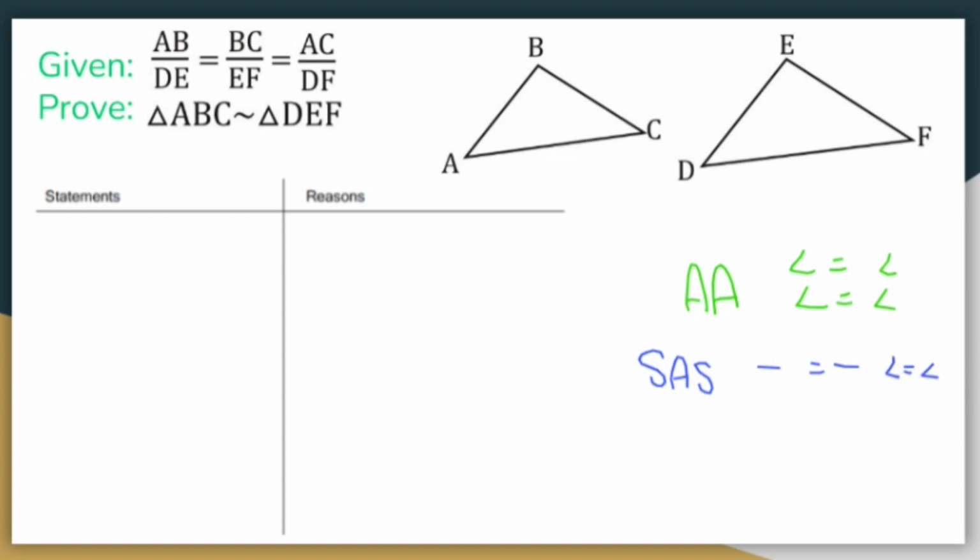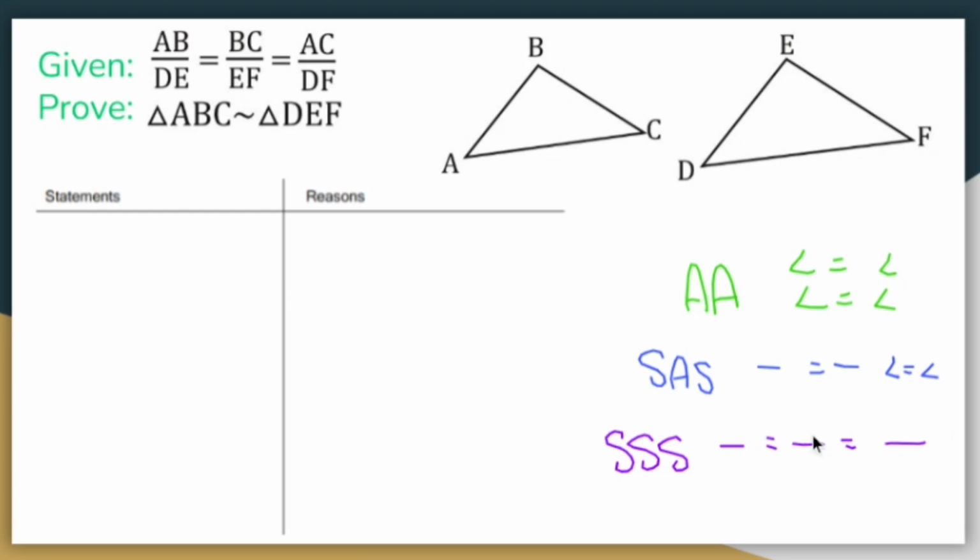The third option is SSS. SSS says that if you have a side over a side, corresponding sides, equals a corresponding side equals a corresponding side, then you have similar triangles.